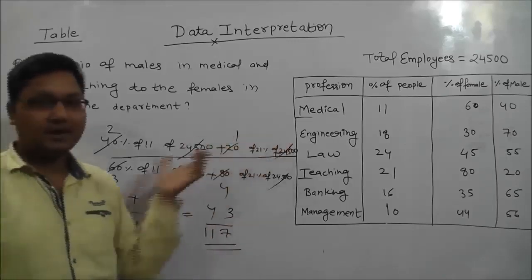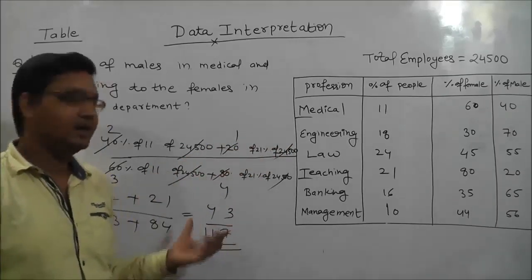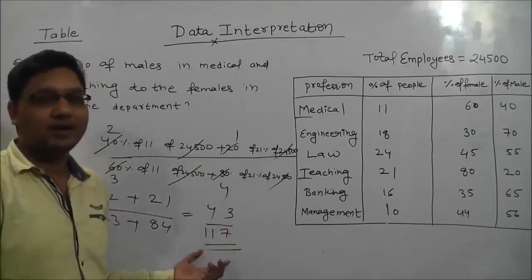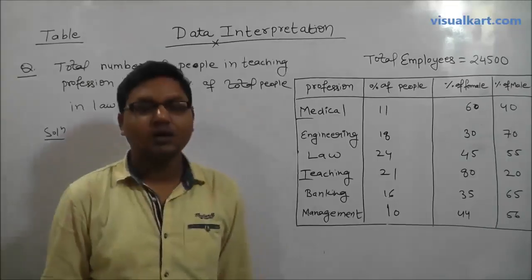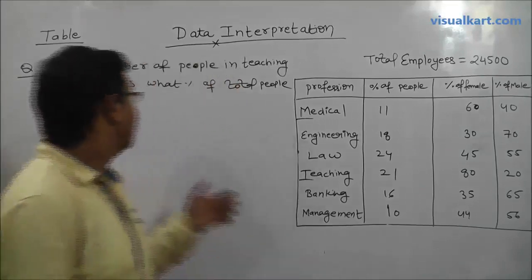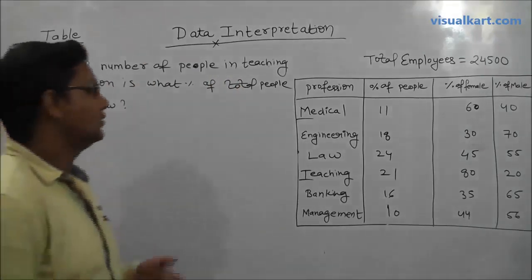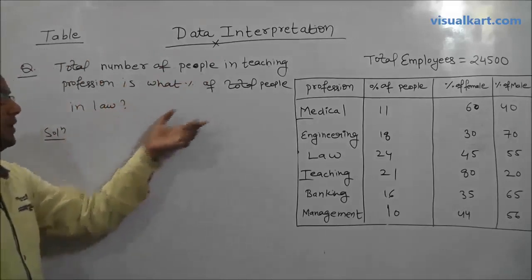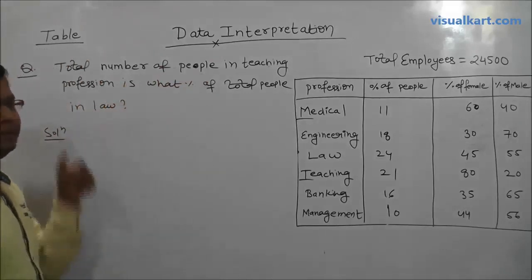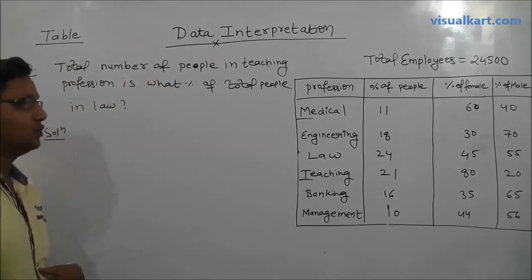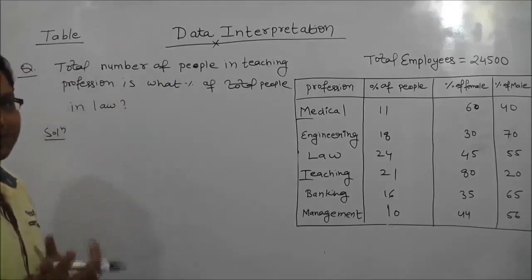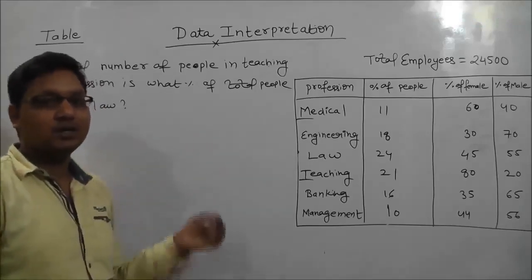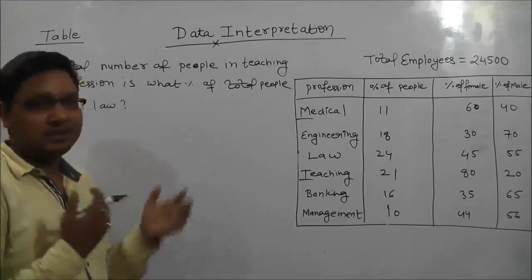So the calculation is looking very lengthy, but you can solve every question in a smart way. Okay, so let's move on to the next question. Total number of people in teaching profession is what percentage of total number of people in law? So we have to find what percentage of. There are many varieties. I have told the varieties of questions, and this is the variety where it is what percentage of.